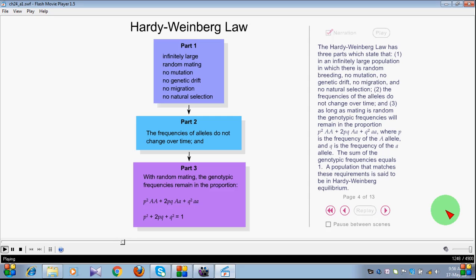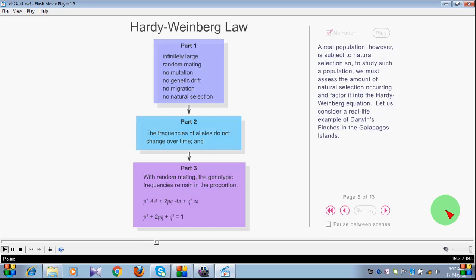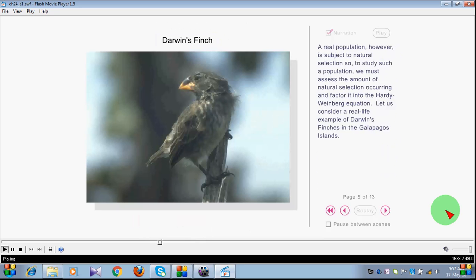3. As long as mating is random, the genotypic frequencies will remain in the proportion P squared big A big A plus 2PQ big A little a plus Q squared little a little a, where P is the frequency of the big A allele and Q is the frequency of the little a allele. The sum of the genotypic frequencies equals 1. A population that matches these requirements is said to be in Hardy-Weinberg equilibrium. A real population, however, is subject to natural selection, so, to study such a population, we must assess the amount of natural selection occurring and factor it into the Hardy-Weinberg equation.